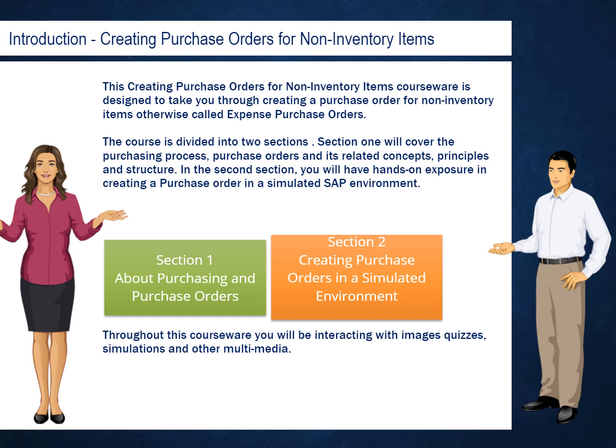The course is divided into two sections. Section 1 will cover the purchasing process, purchase orders and its related concepts, principles and structure in 3 lessons. In the second section, you will have hands-on exposure in creating a purchase order in a simulated SAP environment. Throughout the courseware you will be interacting with images, quizzes, simulations and other multimedia.